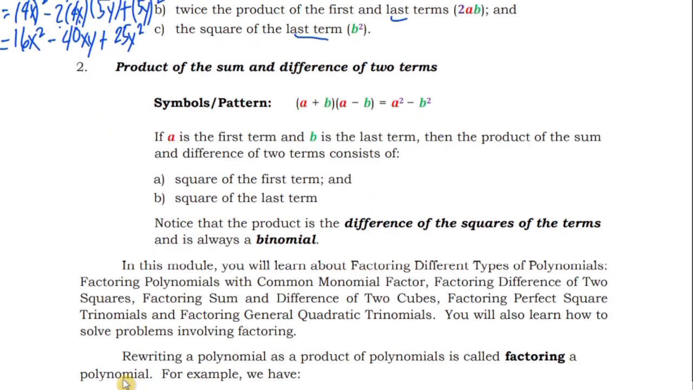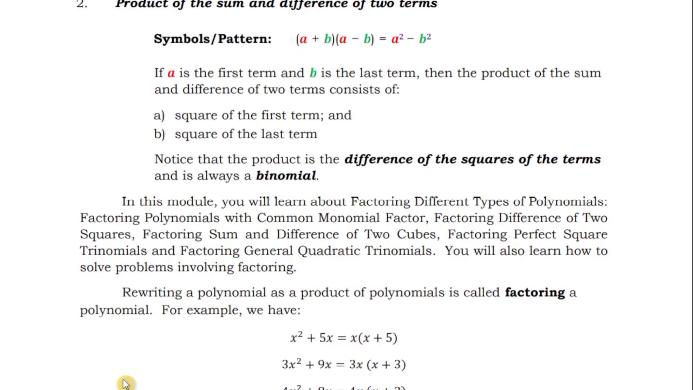So another thing is the product of the sum and difference of two terms. It is represented by the first factor a plus b, while the second factor is a minus b. Then the answer is the square of a, the square of the first term, minus the square of the second term. So that's how we deal with this example.